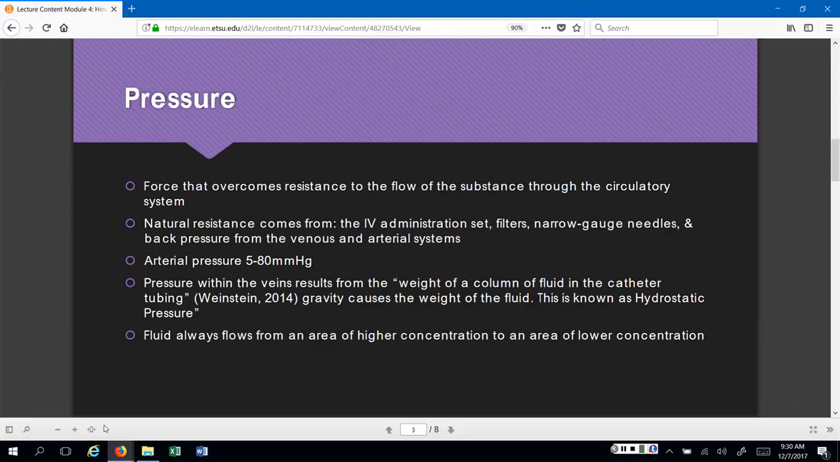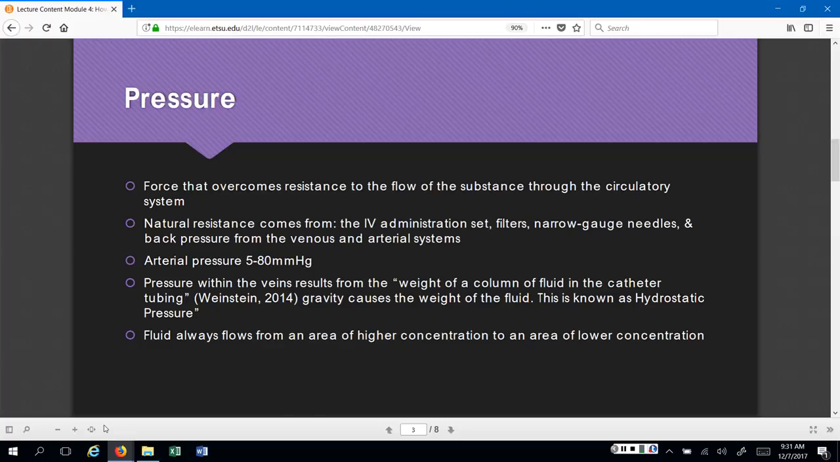As you can imagine, the circulatory system is a very high pressure system, especially the arterial system. The venous system has less pressure, but still there is a pressure exerted from the venous system and the fluid going through it. So, pressure is the required force that it takes to overcome that pressure within the circulatory system in order to infuse the IV infusion solutions into the body itself.